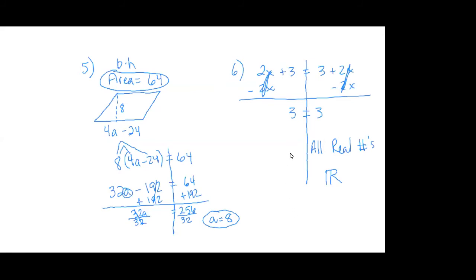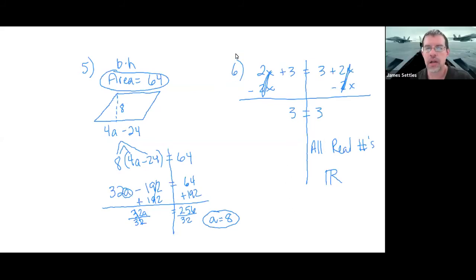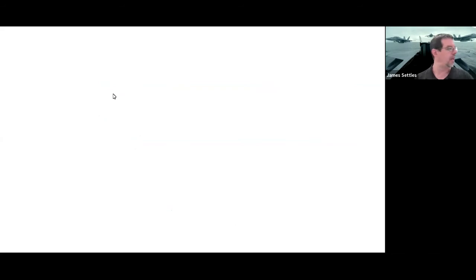Okay. So let's see. We got 2 more problems we're going to do today, and then we'll be done. So we're going to do question 7. And we get 4 parentheses, x minus 2 equals 4x minus 2. All right, so we're going to draw our line.